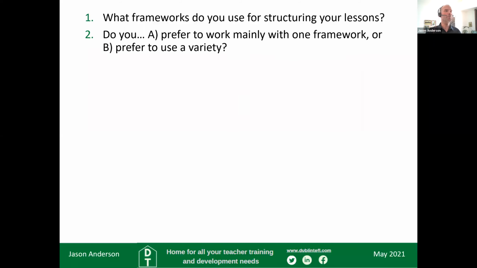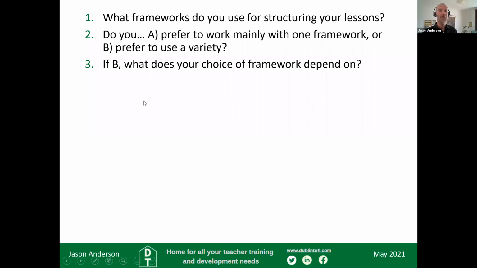Pre-while-post, B for sure, yeah. And this is something which I think, when we've got experienced practitioners as we have here, it's quite normal for people to work with more than one. And if B, which it is for most of you, what does your choice of framework depend upon? We've already had some answers to that, which I'm just going to scroll back up and see if I can find them.